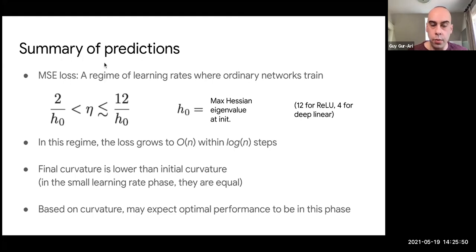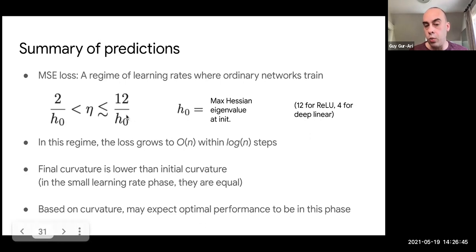Okay, so let me summarize the predictions from this model. Everything we talked about has to do with mean squared error loss. I mentioned cross entropy loss before; there, the behavior is very different. So this is all about mean squared error loss. We found that there is a regime of learning rates where ordinary networks train, but they don't behave like linear models. For our toy model, this regime starts once we cross the critical value 2 over the curvature. This turns out to be borne out for modern networks too, not just for the toy model. Basically every network we've tried where we've seen the phase transition, it happens at this value. For each network, we have to measure this curvature empirically, but once we measure that, this is where the transition happens.